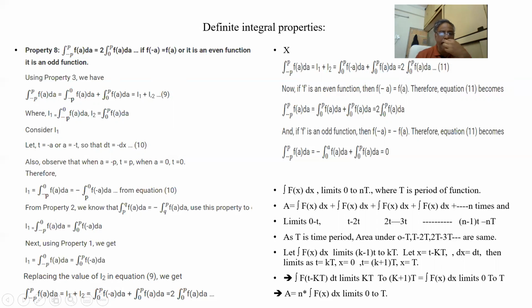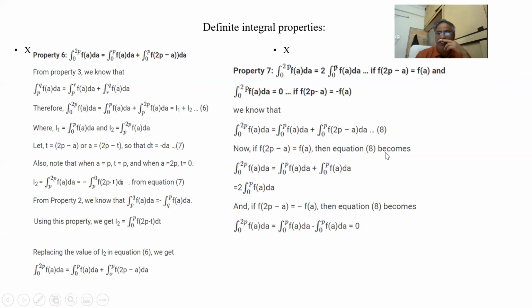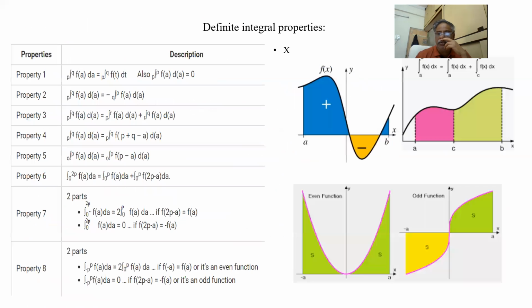So when we add, we get 2 into f of a da if f of minus a is equal to f of a. If f of minus a is not equal to f of a, this becomes 0. This is becoming 0 because f of minus a is minus f of a. Nothing but the same in pictorial form. This is f of a is minus f of minus a. This is f of minus a is f of a.